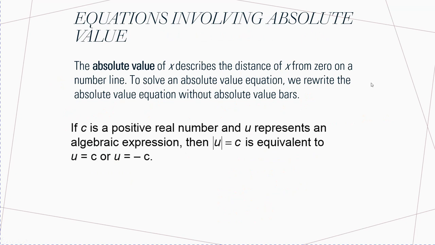All right, let's finally talk about absolute value equations here. The absolute value of x describes the distance of x from 0 on a number line. To solve an absolute value equation, we rewrite the absolute value equation without absolute value bars. It's a little tricky here. If c is a positive number, and I'll show you what happens if it's a negative number in a bit, and u represents an algebraic expression, then the absolute value of u is equal to c is equivalent to these two solutions: u is equal to c, or u is equal to negative c. You're going to have to set up two equations to solve, and you'll get two answers, and that's okay.